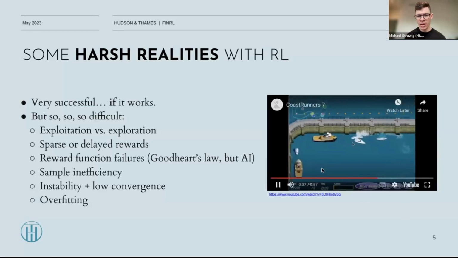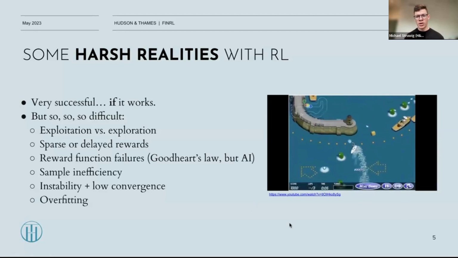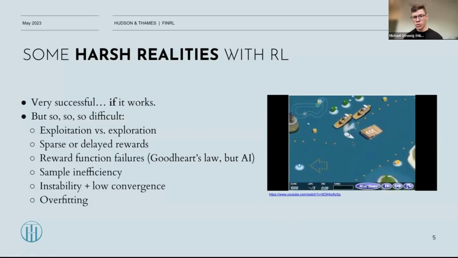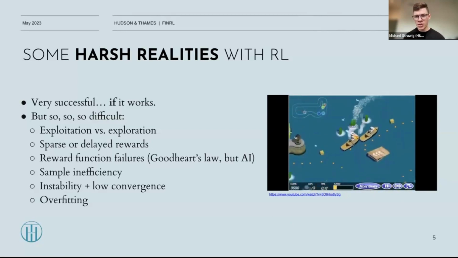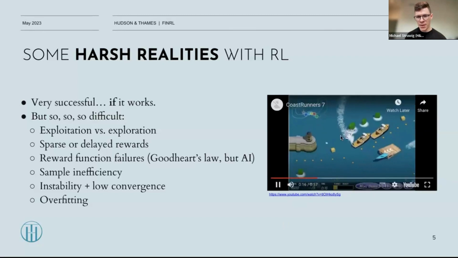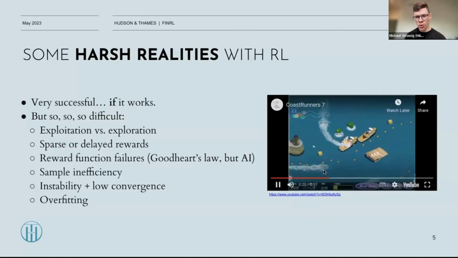And a really funny example of that is this Coast Runners demo here, where the actual goal was to train a speedboat to race through the course as quickly as possible, which would give it the maximum amount of points. But what the agent discovered is, if it just got into this loop over here and just kept on picking up these turbo boosts, it would boost its score.